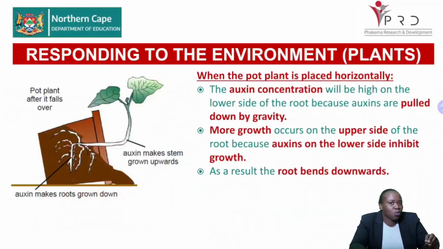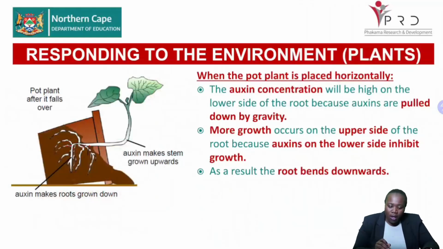Why is that so? Because we said auxins stimulate growth. It is the opposite in roots as compared to the shoot. In roots, a high concentration of auxins inhibits growth, meaning that we experience more growth on the side that does not have a lot of auxins. Please keep that in mind. In the shoot, a high concentration of auxins promotes growth. In the root, a high concentration of auxins prevents or inhibits growth.